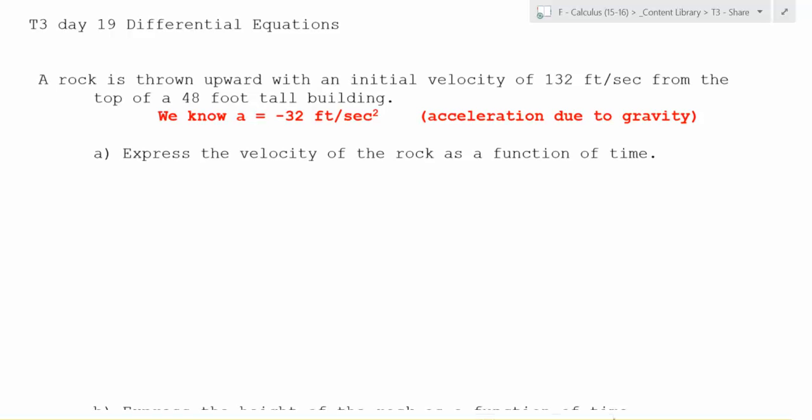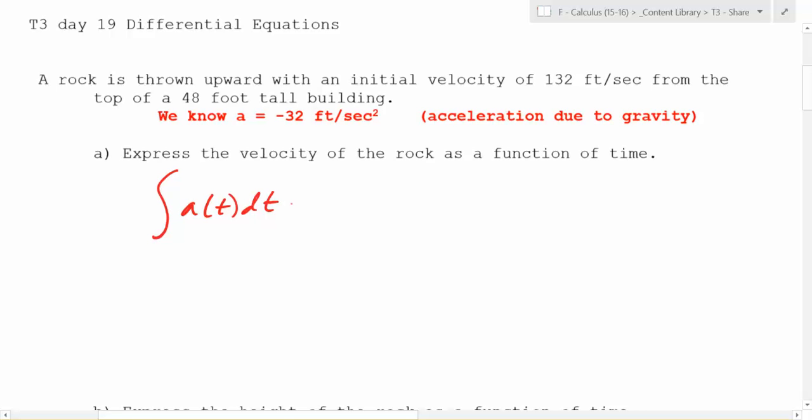Okay, so if we know acceleration, what do we do to acceleration to find velocity? What's the relationship between the two? Yes, velocity is the antiderivative of acceleration, because what is the derivative of velocity? Acceleration. So what are we going to do? We are going to integrate a of t dt.